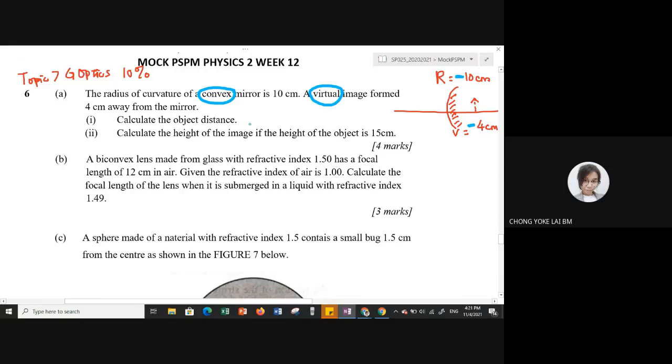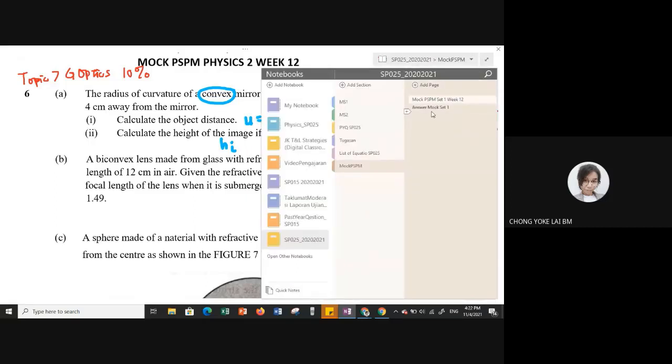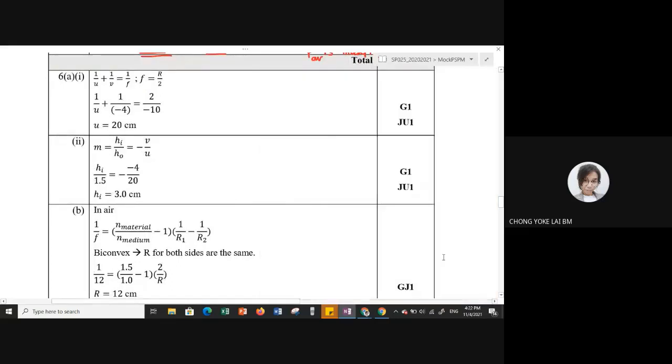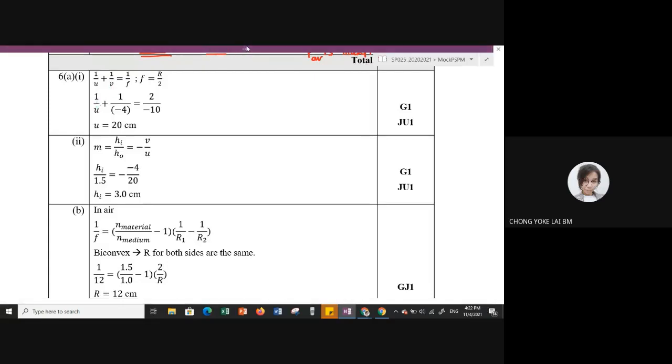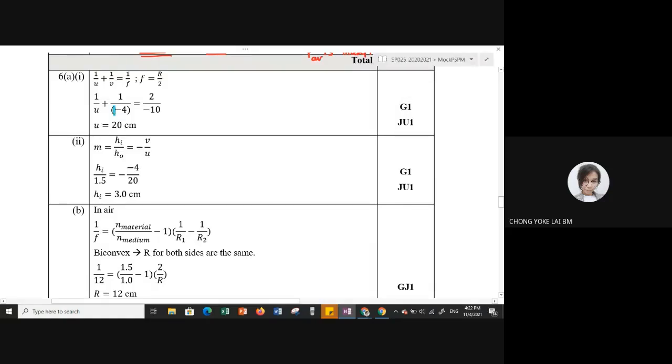So we want to calculate the object distance. Kita nak cari U. Then we want to find the height of the image, HI, if we are given the HO is 1.5 centimeter. So let us check the answer. So ingat, we use the equation 1 over U plus 1 over V equal to 1 over F. Then F is R over 2. So I put in 1 over U. So our V is negative 4. So bear in mind, we must include the sign convention. So negative for the V because it's a virtual image.